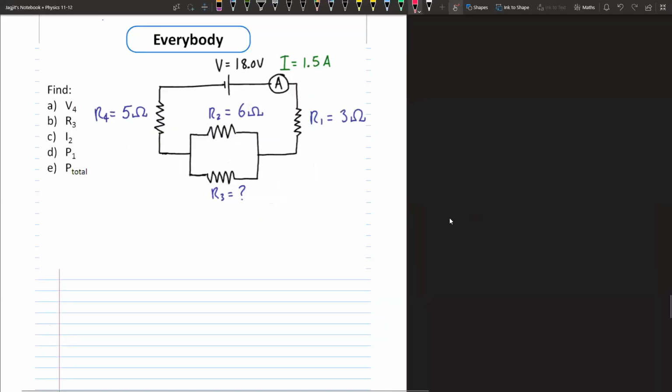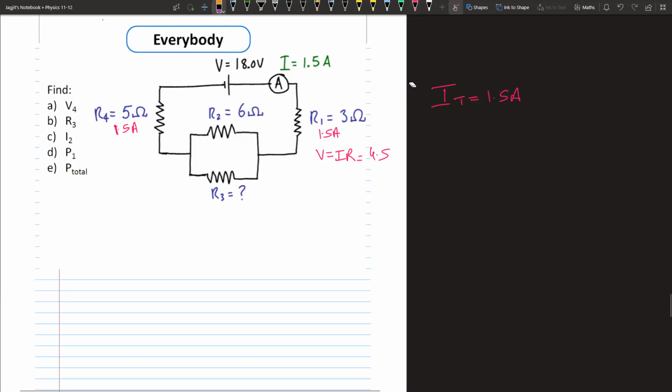Okay, so let's have a look at this question now. They have given you 18 volts right here. Now this ammeter is showing 1.5 amps, meaning that's your total current. So we know the current that goes through this resistor is 1.5 amps. And the current through this resistor is 1.5 amps as well, because it's going to combine back here. So now we can find the voltage drop across each of these resistors, using V equals IR. So that will be 1.5 times 3, which is a 4.5 volt drop here.